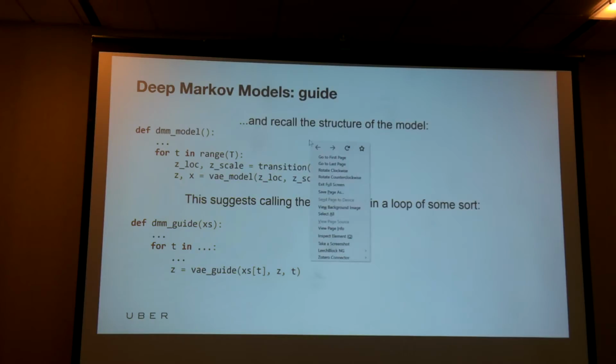And then just briefly recalling the structure of the model, we could create another for loop where for t in some sequence that isn't quite this one, we'll call the VAE guide in some sort of loop. But the details of what's going on here are critical. That's what determines whether our guide is a good one or not. And it's a little bit more subtle than you might think.